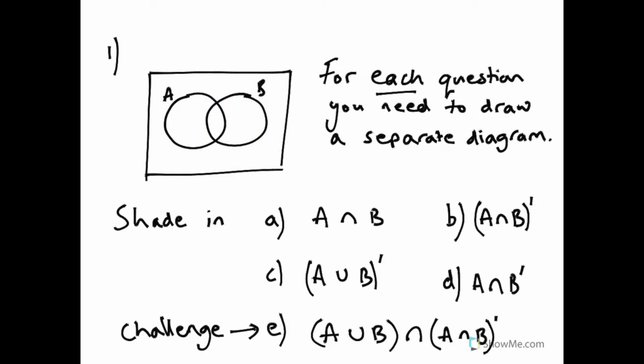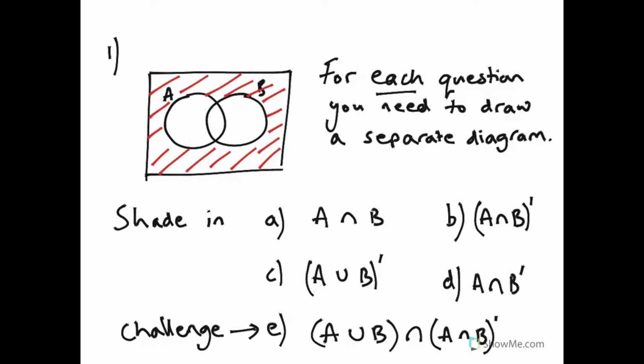Part C. Well, A union B means colouring in the circles. That would be A union B. But actually there's a little not symbol there, so I don't want to do that. I want to do the opposite of that. So it would be everything that's not in the circles. So actually it's this section around here. Everything that's not in the circles, because A union B means the circles.